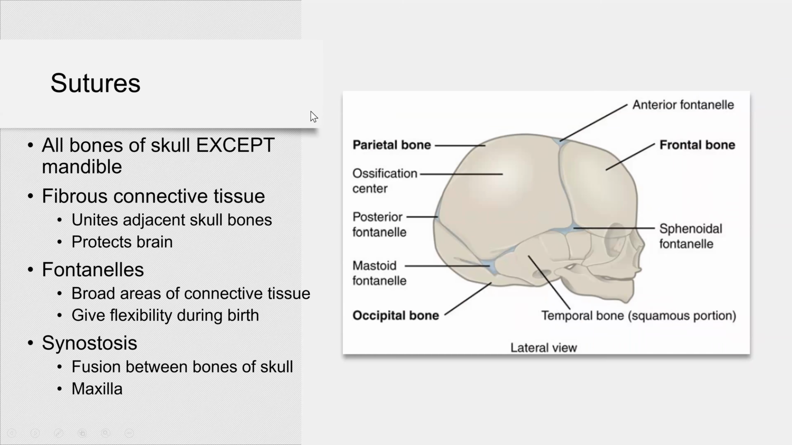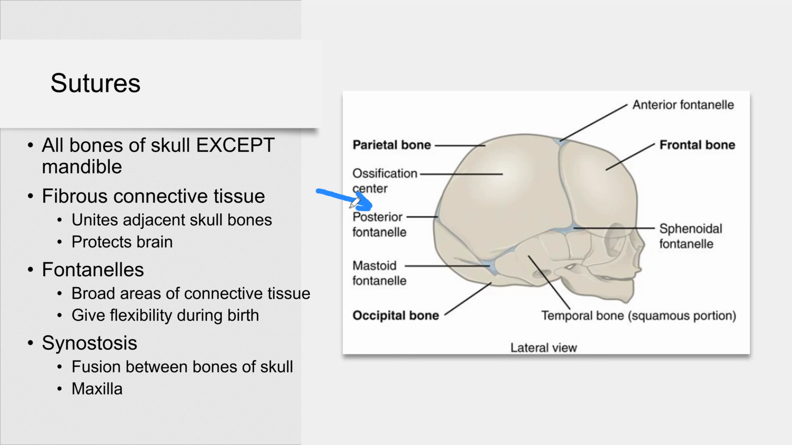Sutures. All bones of the skull except the mandible. The mandible is the only bone that forms a movable joint. It's a fibrous connective tissue that unites adjacent skull bones and allows for brain protection.